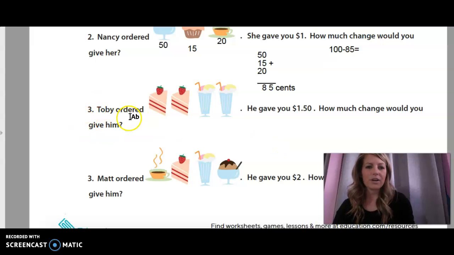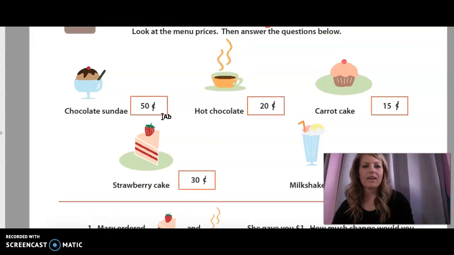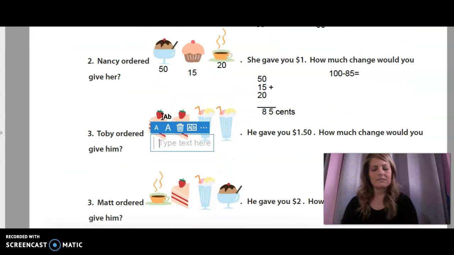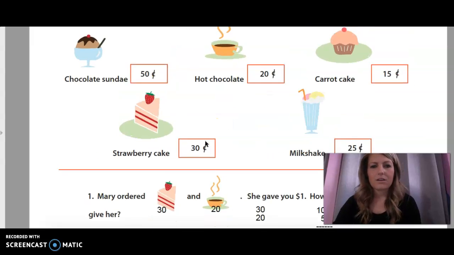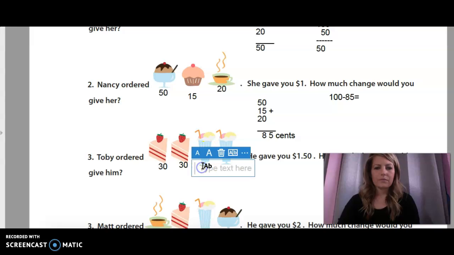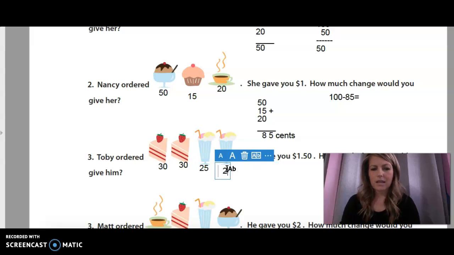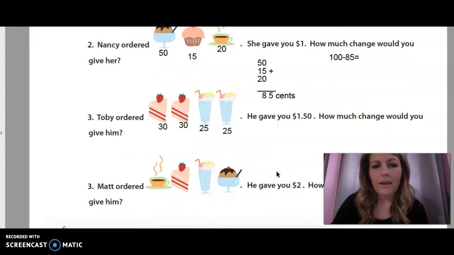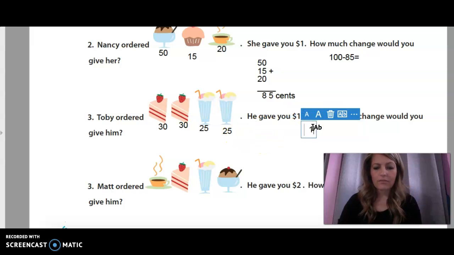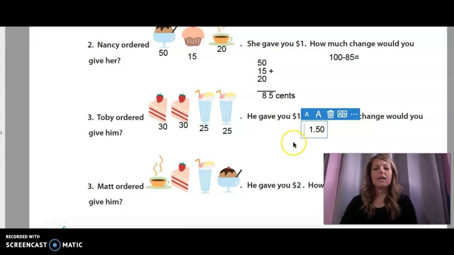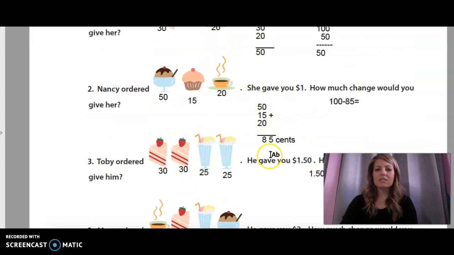Same with Toby's order. Toby has 2 pieces of cake. Each piece is 30 cents. 30 for this piece. 30 for this piece. 25 for the sundae shakes. Add this up all together. How much did Toby spend? Then you're going to subtract that amount from $1.50. Okay? So these are two-step problems. First step's addition, second step's subtraction.